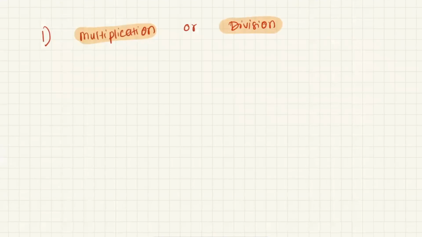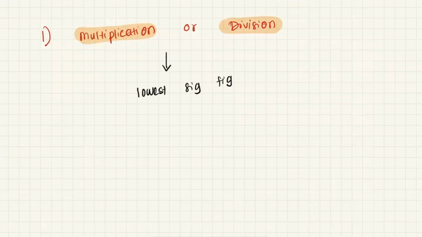Okay, so the first rule: when we have a multiplication or division, then we will be choosing the number with the lowest significant figure to be our answer, okay? So our answer is always going to be the lowest significant figure. I know right now you don't understand, but let's see an example regarding this.